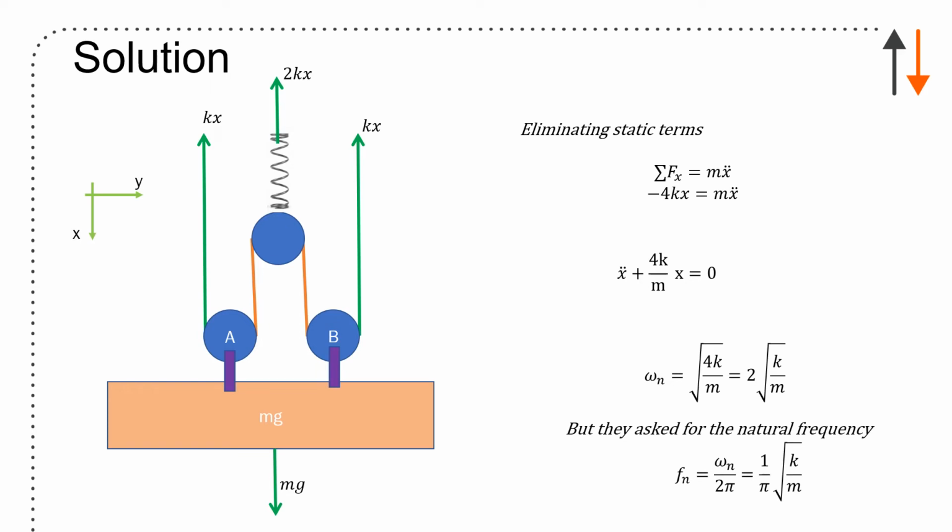But they ask for the natural frequency, not the natural circular frequency. And so omega_n over 2 pi equals 1 over pi times the square root of k over m, because that 2 is going to cancel on the top and the bottom.